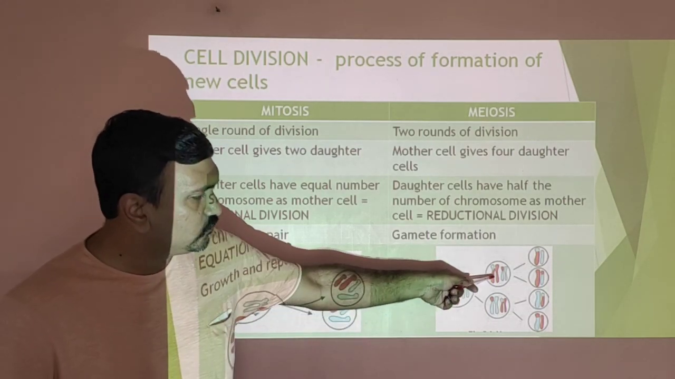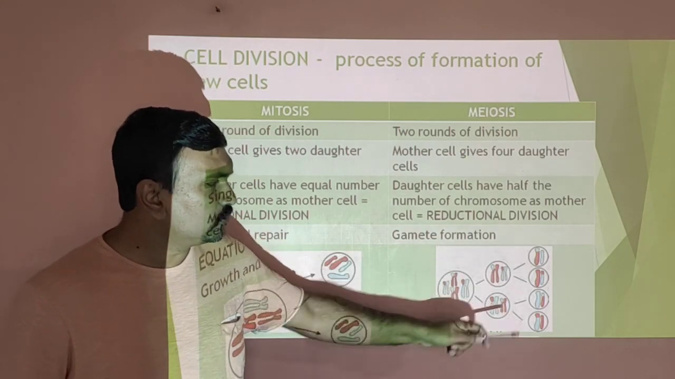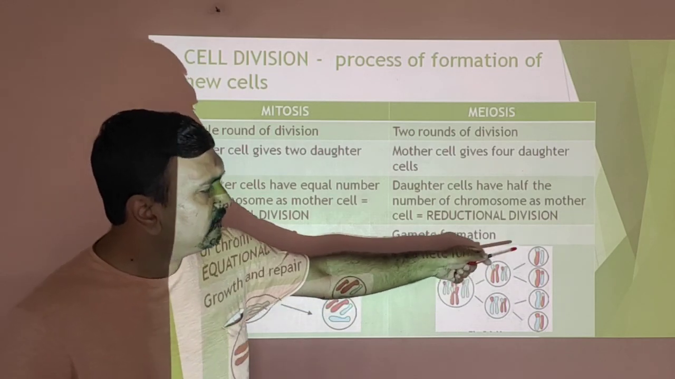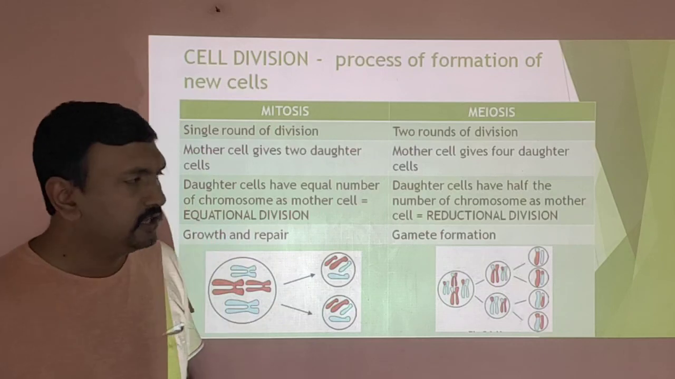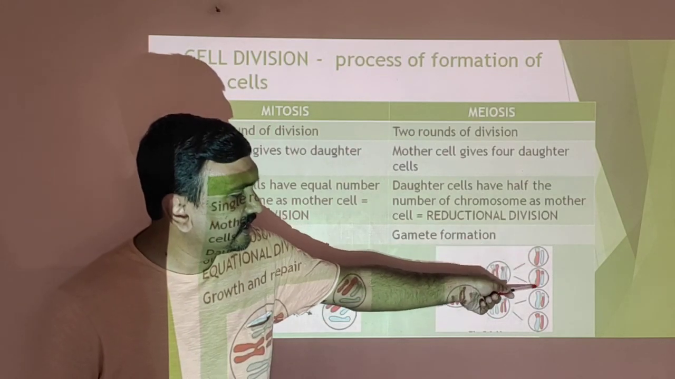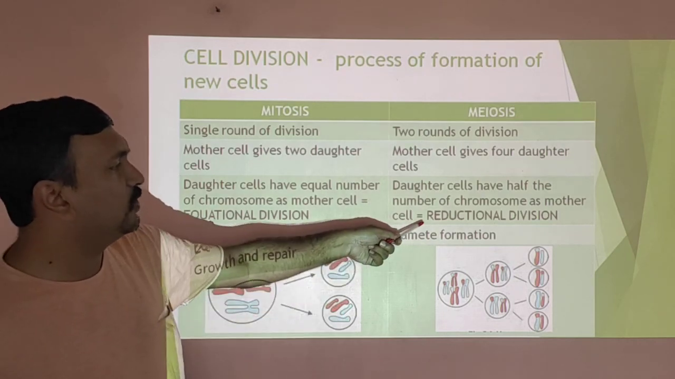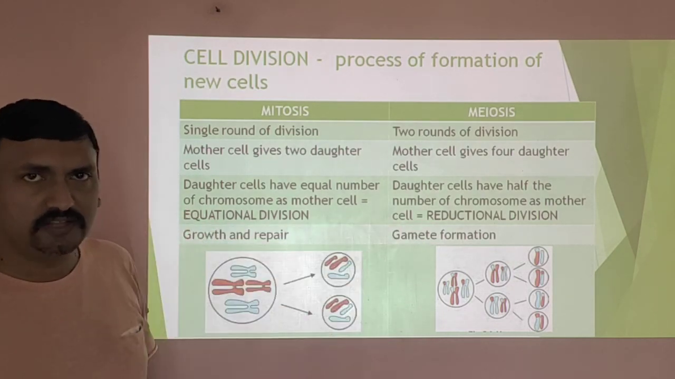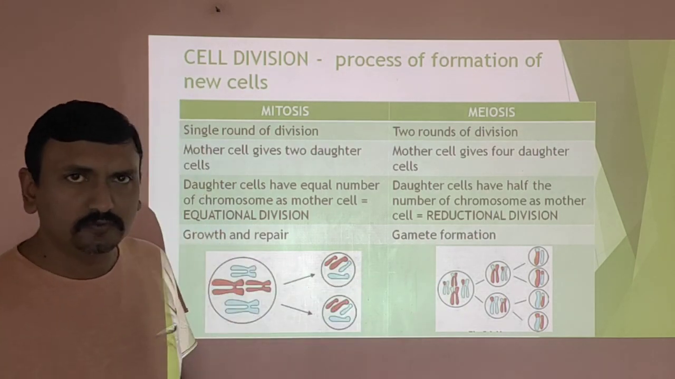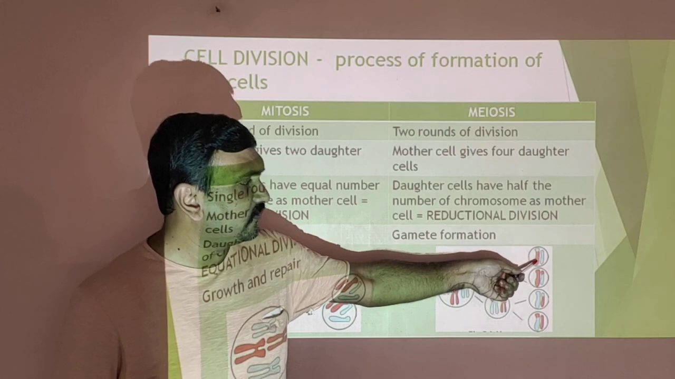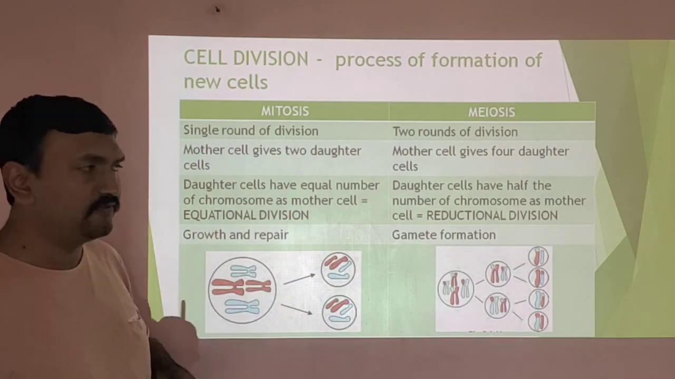In meiosis, what happens here is, here also you see 4 cells. First it divides, 4 chromosomes dividing into 2 chromosomes, but from this one again each chromosome is dividing into 1. Therefore, you finally get 4 cells having 1 chromosome each. That is why we call it reductional division. Here you have 4 chromosomes in the mother cell. Here you have only 2 chromosomes per cell. So it is reduced to half.